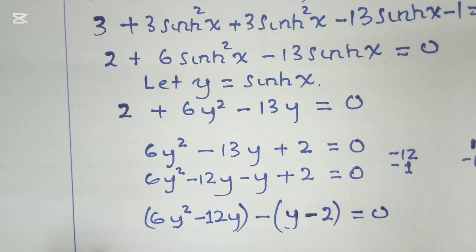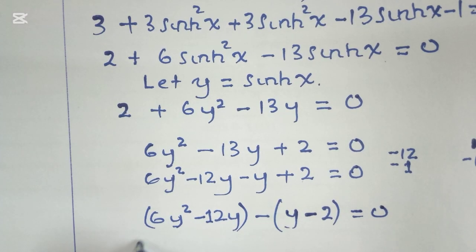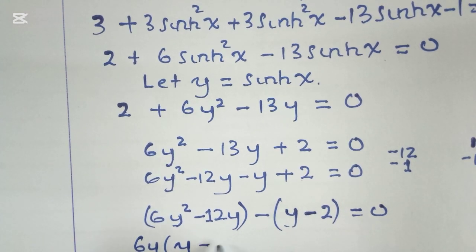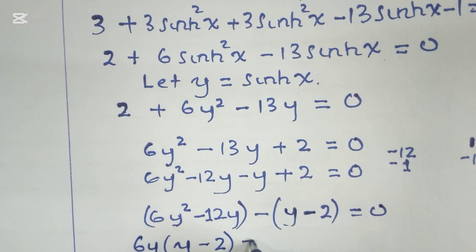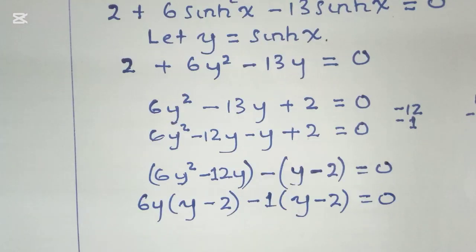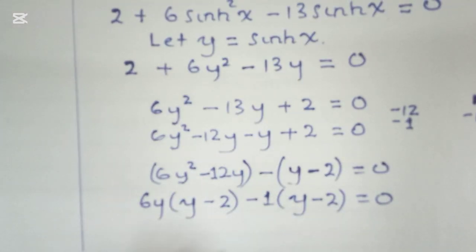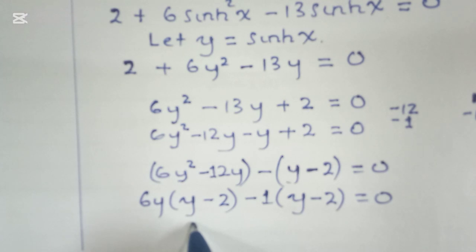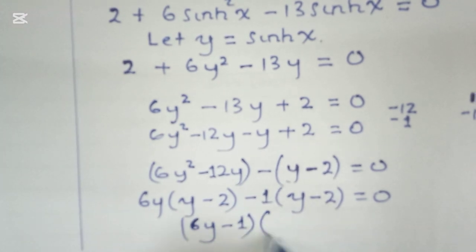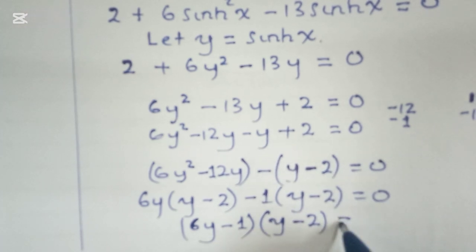So we can factor out 6y on this side. We are left with y minus 2. Then minus, we can put 1 there, y minus 2 equals 0, like that. So guys, now we can factor out y minus 2, and then we are left with 6y minus 1, and then y minus 2. This is equal to 0.